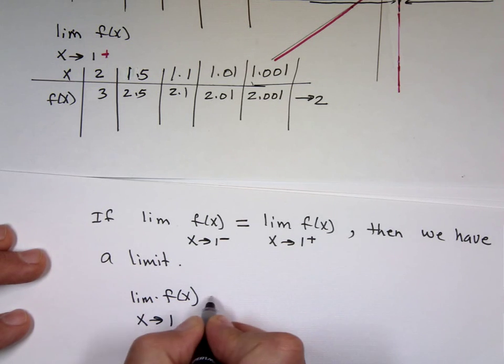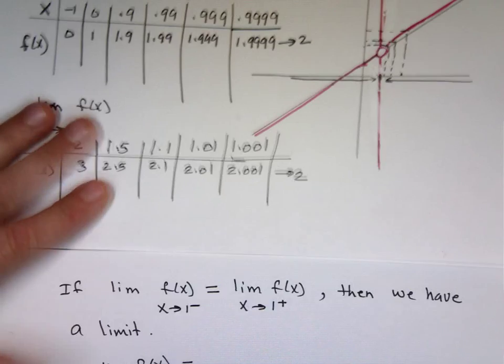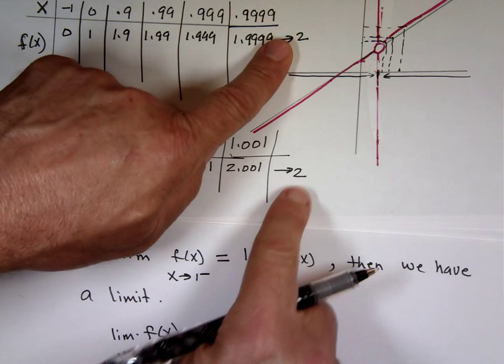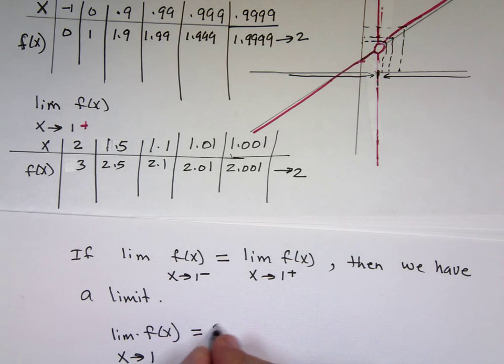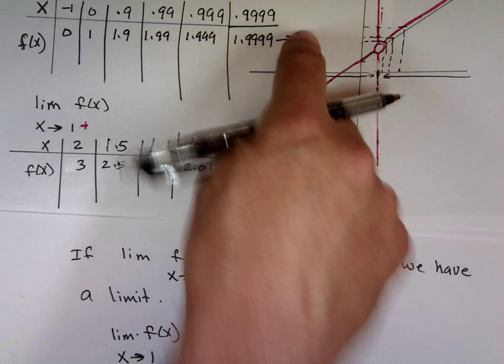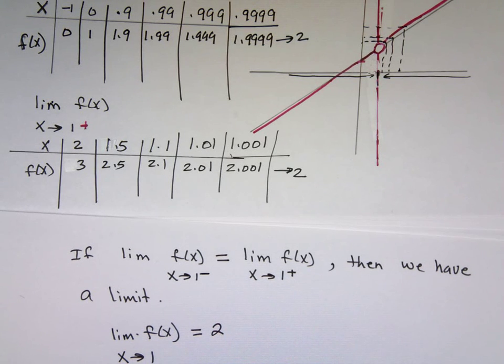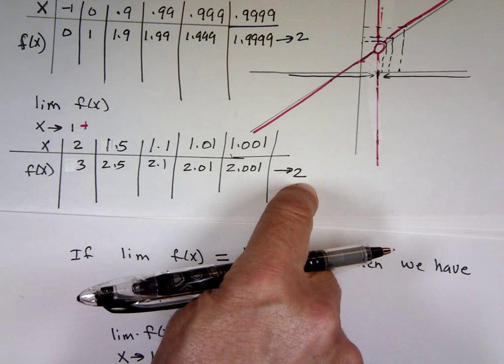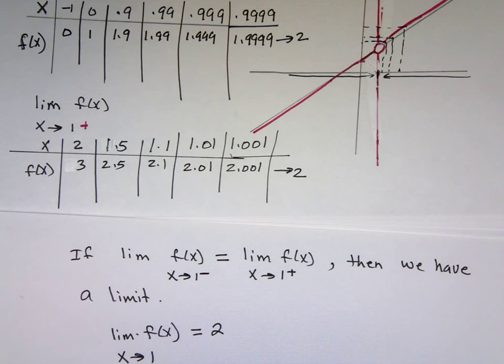In this case, the answer is what? Where's the y value going to as you approach the 1? It's approaching the 2. From either end it is coming close to the 2. Can you see it? The limit from the left side equals the limit from the right side. Do we always have a limit? The answer is no. I'll give you a quick one that doesn't have a limit.